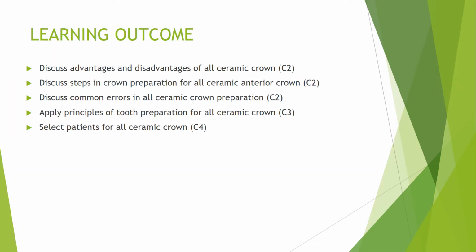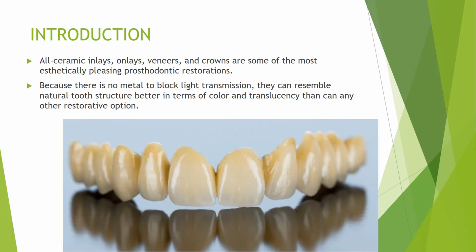Okay, coming to the learning outcomes, we will be discussing five things. That is, we will be discussing the advantages and disadvantages of all ceramic crowns, also the indications and contraindications. We'll be discussing steps of crown preparation in an all ceramic anterior crown. We will be discussing all ceramic crown preparation errors. We will be discussing principles applying for all ceramic crowns, that is the tooth preparation principles, and we will also be talking about selection of patients for all ceramic crowns. What are the factors affecting that?